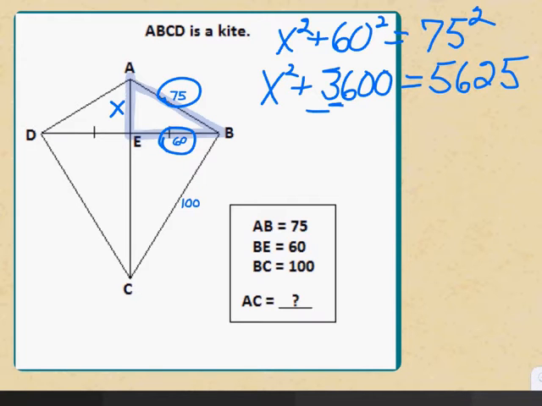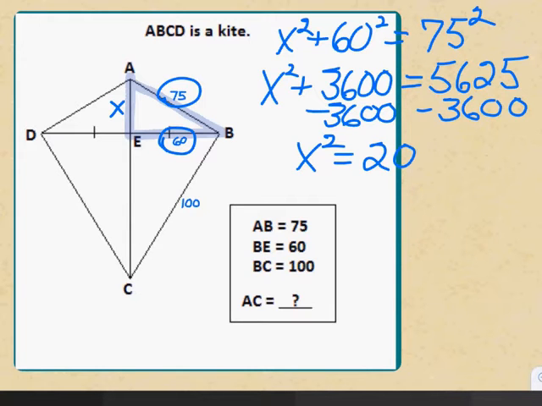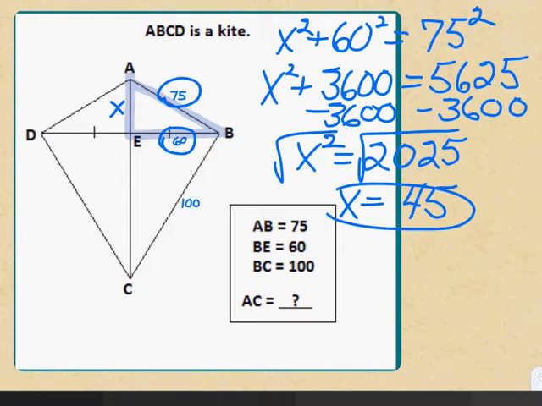Subtracting 3,600 from each side of the equation, we get x squared equals 2,025. So x equals the square root of that, which happens to be a perfect square. The square root of 2,025 is 45. So the segment of length x is equal to 45.